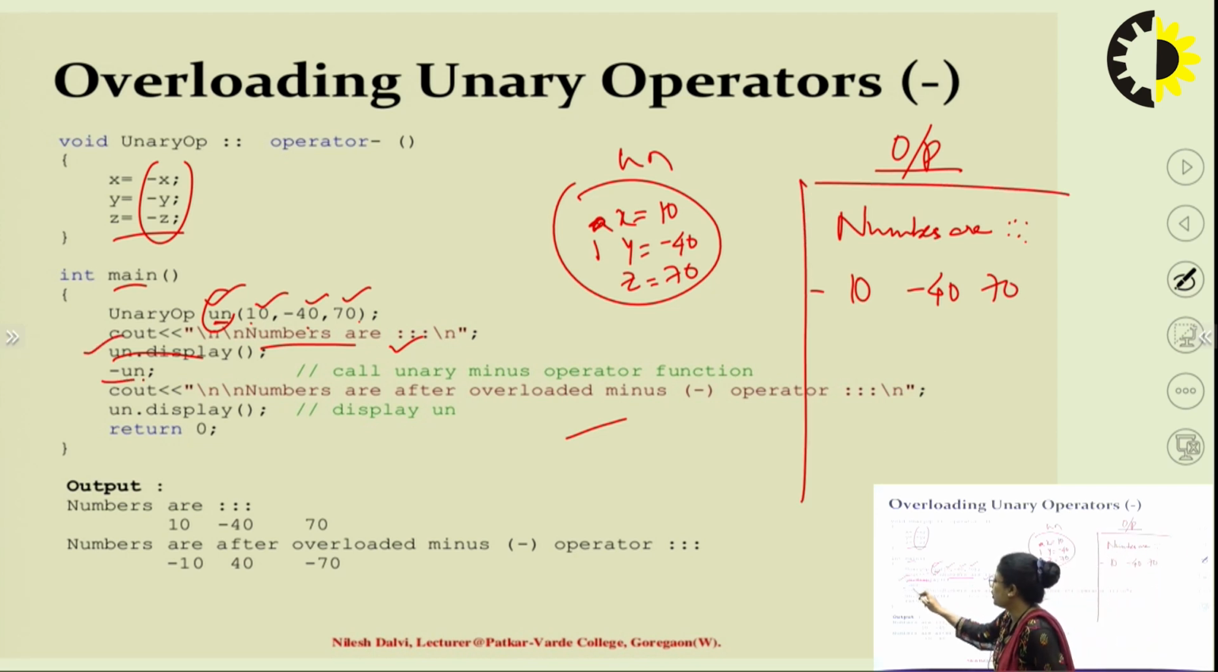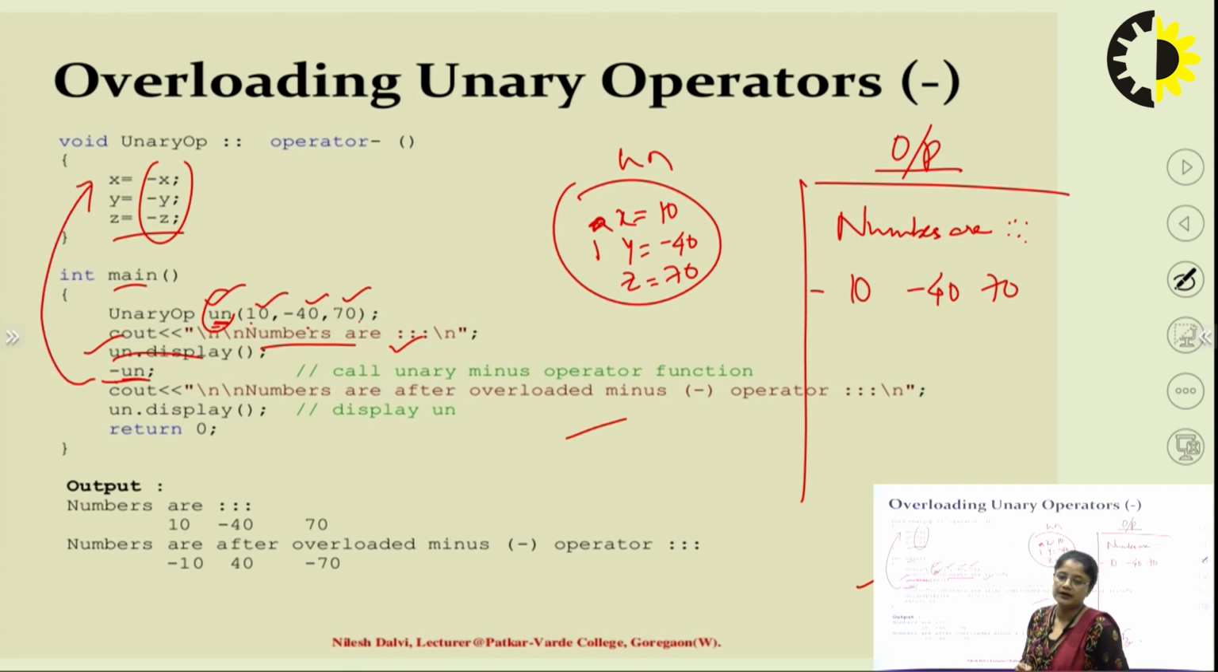After that, we are calling the negation operation, minus un. We don't have any such operator defined by default. We know that the negation operator works only on numeric values. But here, we are negating un. And what is un? Un is not a numeric value; rather, un is an object of class unary op. So we are negating un, and how is it possible? It is only possible because of this operator overloading function, where we have given the meaning of negation.